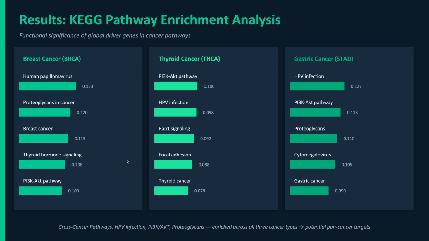Pathway enrichment analysis showed that global driver genes are linked to major cancer pathways like PI3K, AKT, and HPV infection. This shared pathway suggests potential targets for pan-cancer treatments.